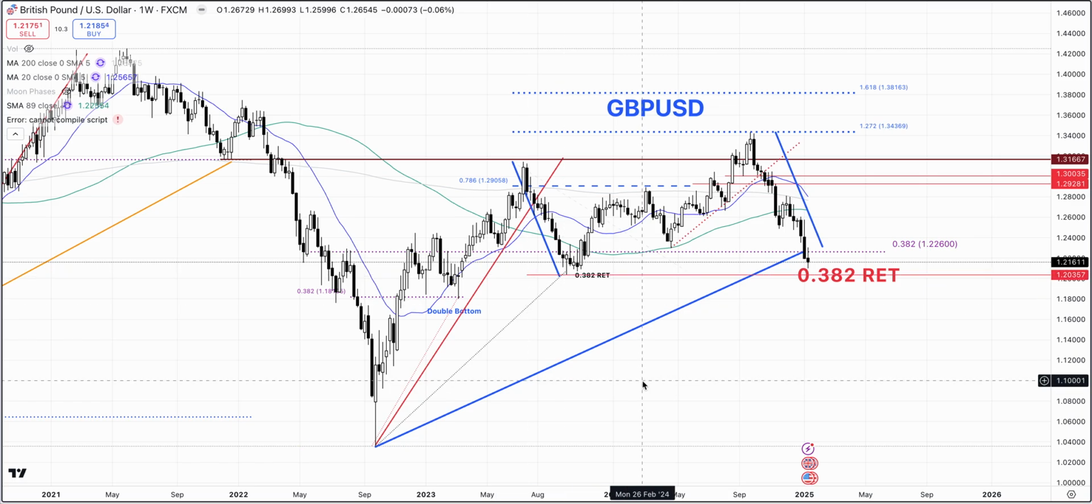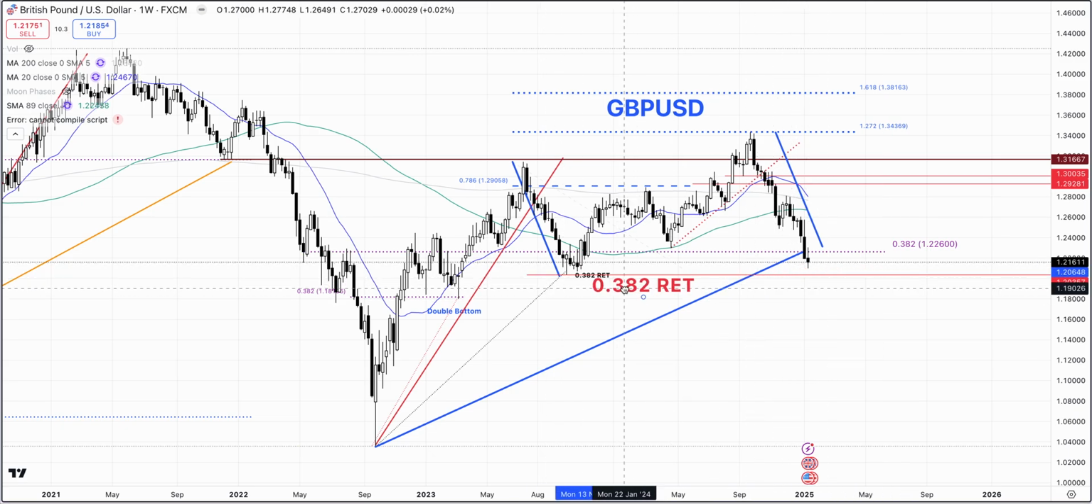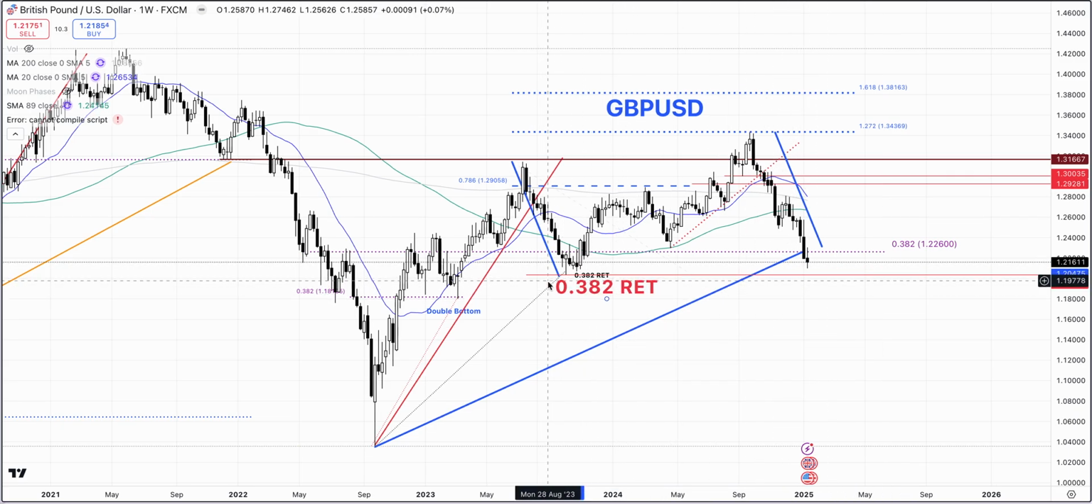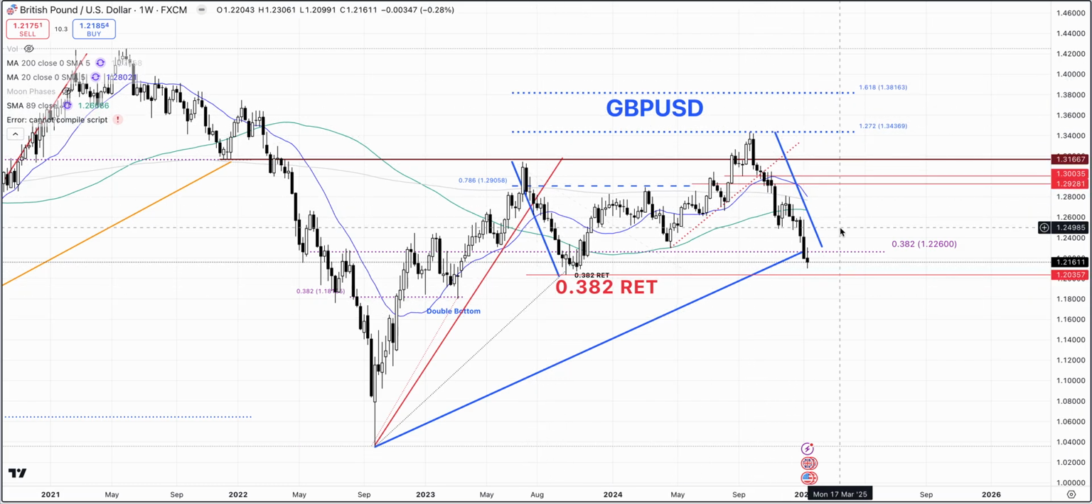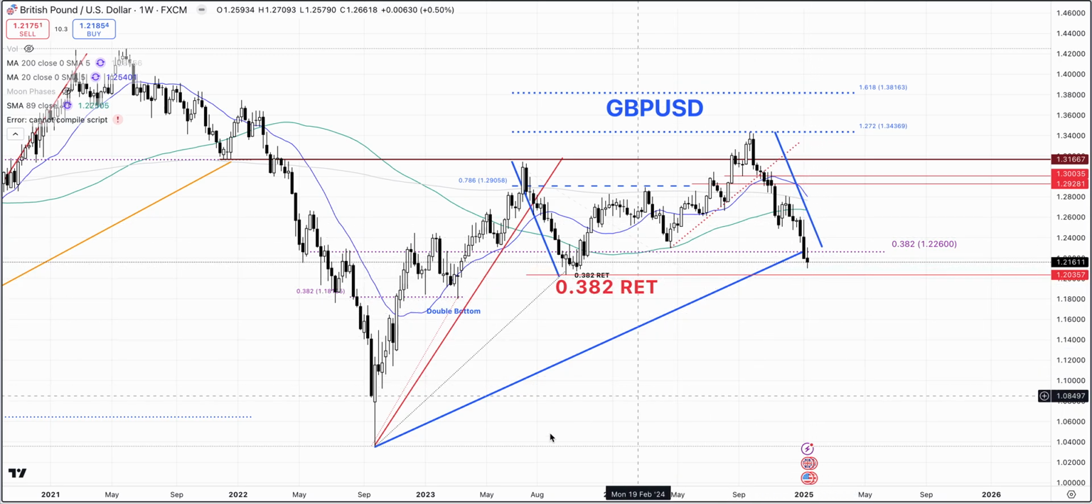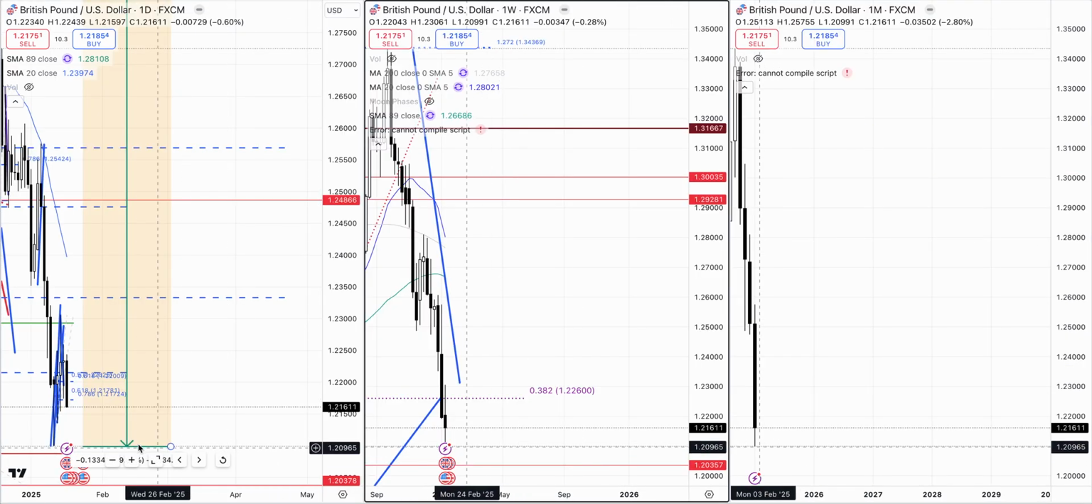Around the 120 level remains a possibility, which was a big 38.2% weekly retracement right here, and then we saw a nice move to the upside. So that's going to be a really critical level. Maybe I want to tag that as well. We'll wait and see. On the daily chart, here we go.